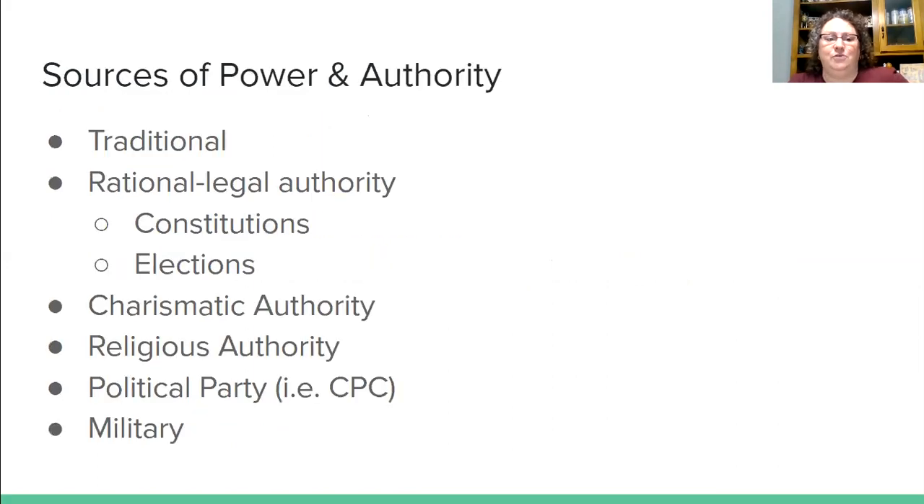And so how do we make those changes? How do we make those changes in power and authority? Well, first of all, let's think about what our sources of power and authority are. We've got traditional, like the king, the queen, how the monarchy has existed in Britain. Most of what we see in countries, though, is based on rational legal authority. Your source of power and authority comes from the Constitution.